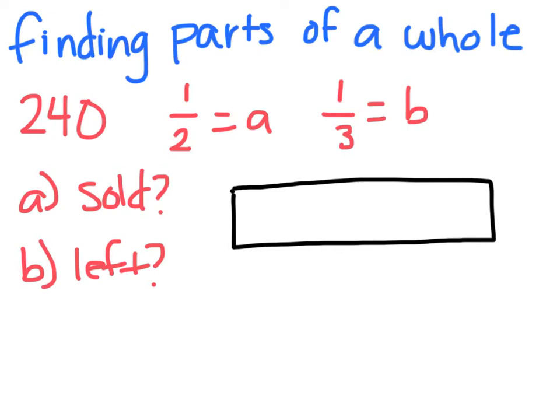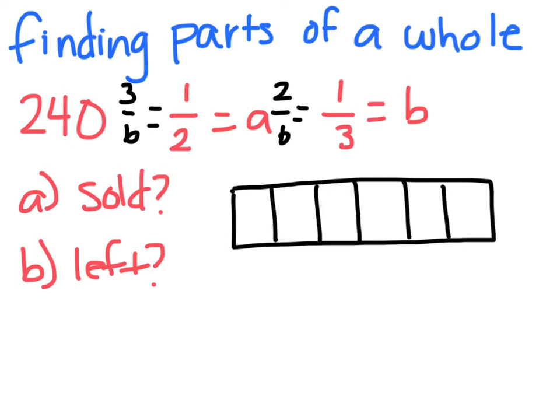We need to look for a common denominator, which will be 6, correct? We could rewrite each of these as an equivalent fraction over 6. So 3/6 and 2/6. And let me divide this into 6 parts.